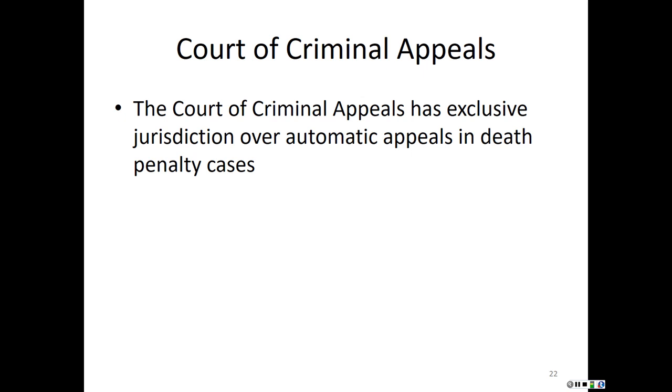The Court of Criminal Appeals has exclusive jurisdiction over automatic appeals and death penalty cases. Let me explain what this means. At the lowest level, the trial level, do the courts have a say? Do they get to pick which cases they're going to hear? No, they don't. These courts of original jurisdiction have to hear every case that's in front of them.